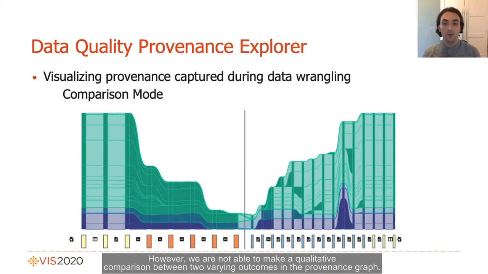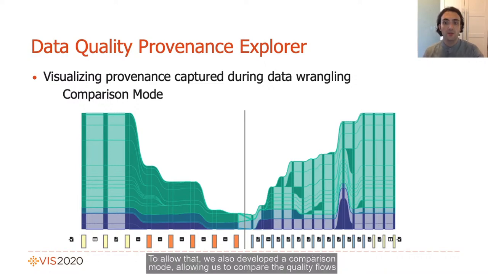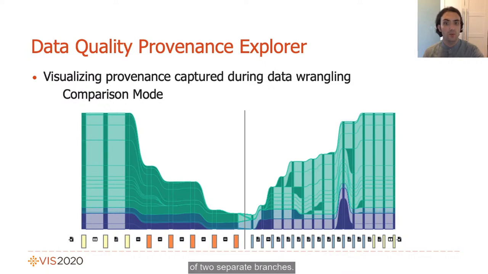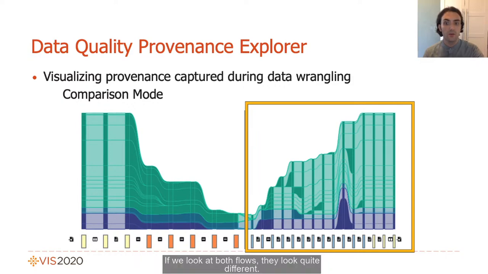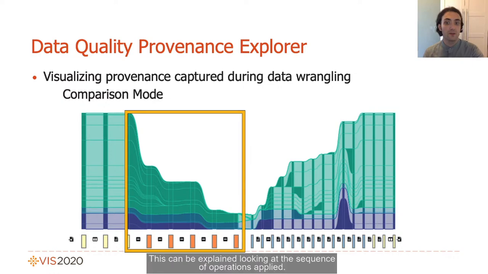However, we are not able to make a qualitative comparison between two varying outcomes in the provenance graph. To allow that, we also developed a comparison mode, allowing us to compare the quality flows of two separate branches. This way, we can get an idea of how quality developed differently. The right side of the comparison view shows a mirrored quality flow of the second selected branch. If we look at both flows, they look quite different. This can be explained by looking at the sequence of operations applied.